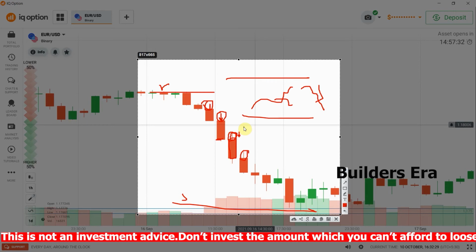That means sellers have pressure on the price and they want the price to go down within the trend. Sellers are very pressured to make the price go down in a trend. This is called seller's pressure.